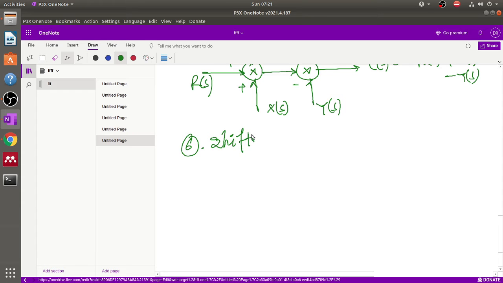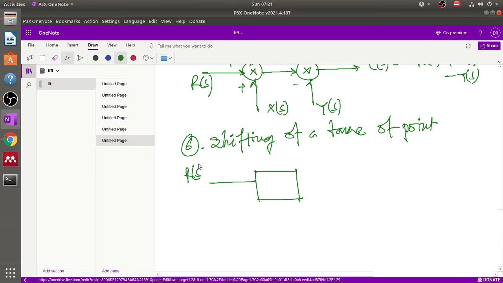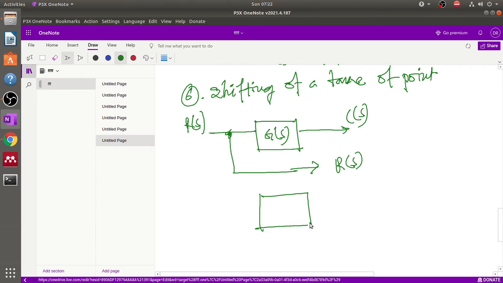The rule is shifting of a takeoff point. Okay, what is that? Suppose the input signal is represented by RS, and this is an output signal GS, and here one signal is connected and we here get RS. So now if you are shifting this point from here to here, that means here we apply the input signal and here the output signal.